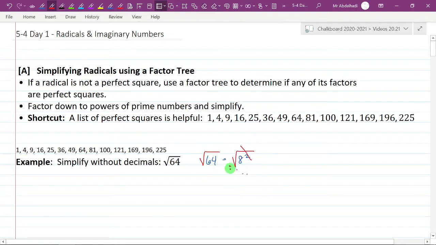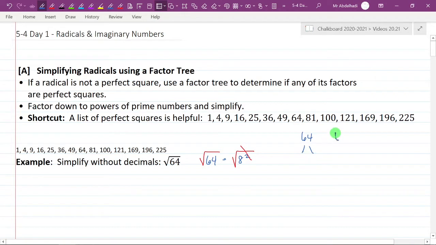Okay? Now, 64 is easy because we all know our times tables. We know that 8 times 8 is 64. However, what if we didn't know that? We could do the following. We could take 64 and factor it all the way down to prime numbers. A prime number is a number that has no factors, meaning no numbers go into it evenly, except for 1, which goes into everything, so that doesn't count. So let's factor 64 down to primes.